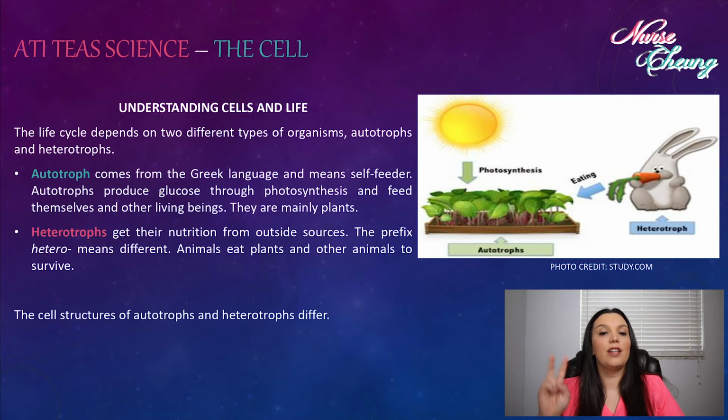The life cycle depends on two different types of organisms, autotrophs and heterotrophs. Autotrophs come from the Greek language and means self-feeder. Autotrophs produce glucose through photosynthesis and feed themselves and other living beings. They are mainly plants. Heterotrophs get their nutrition from other sources. The prefix hetero means different. Animals eat plants and other animals to survive. The cell structures of autotrophs and heterotrophs are different.